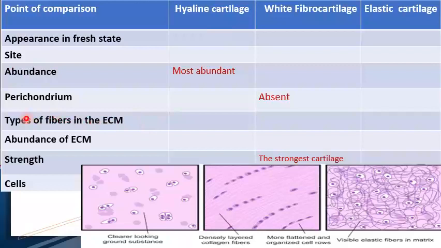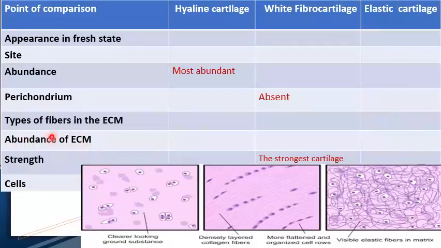This is an important question, the types of fibers in the extracellular matrix of cartilage. In hyaline cartilage, we have the ordinary type of collagen, which is collagen type 2. The white fibrocartilage contains collagen type 2, as it is a type of cartilage. It also contains collagen type 1 that forms the collagen bundles that run between the chondrocytes. Elastic cartilage contains collagen type 2 as the ordinary collagen. It also contains elastic fibers in the extracellular matrix.